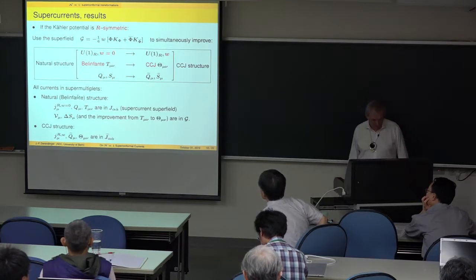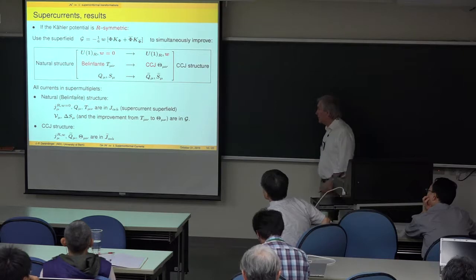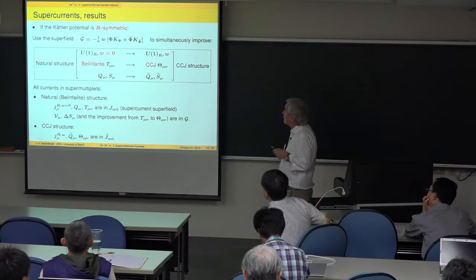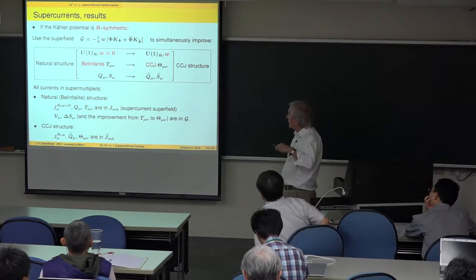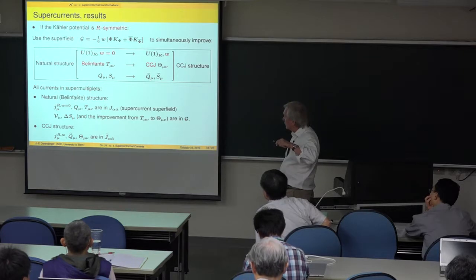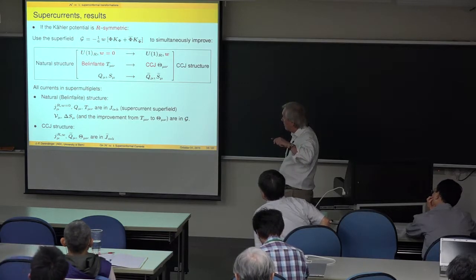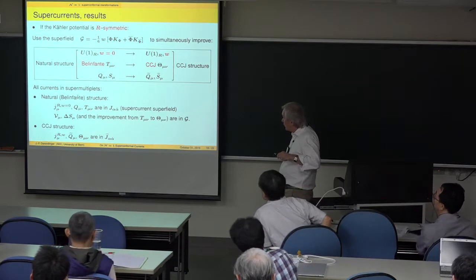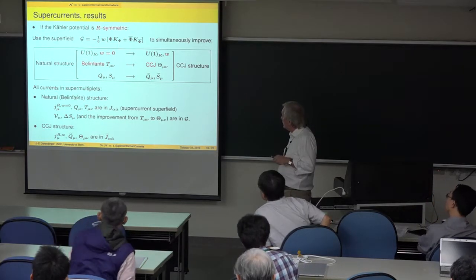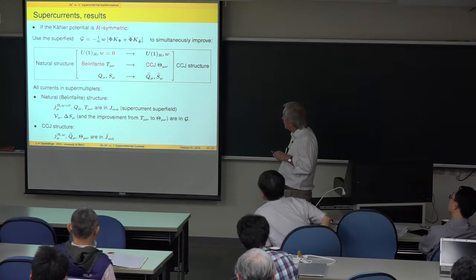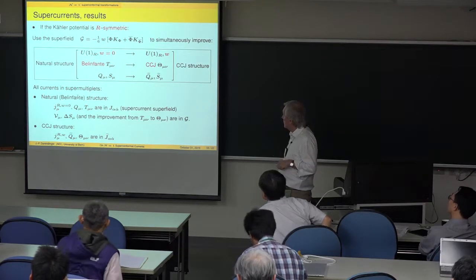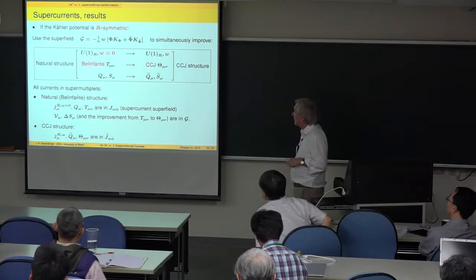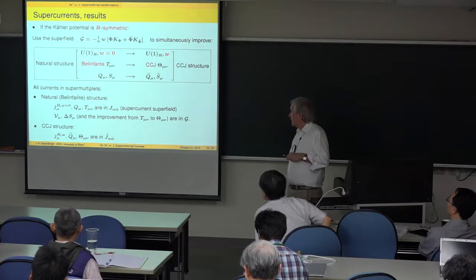So you find the following results. That is, if the scalar potential is asymmetric, you can use this superfield here to improve simultaneously from what I call the natural structure, which includes the Belinfante tensor, an R current for scale dimension 0, so that's never scale invariant, and a supercurrent, to a new supercurrent, the CCJ tensor, and another U1 current, which this time has the weight omega, the phase omega. And in this case, all currents are in supermultiplets.